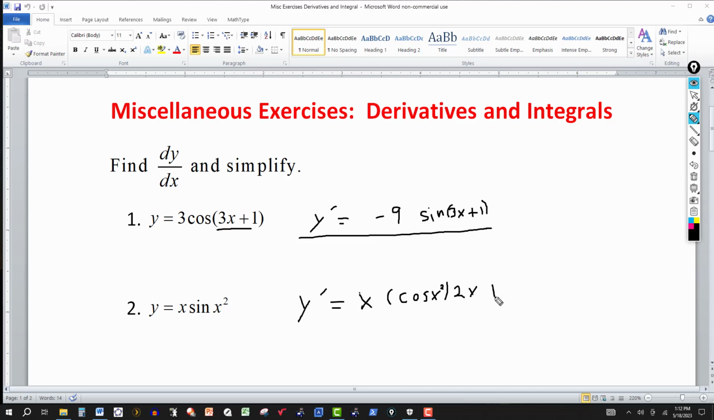And then it's plus the second expression times the derivative of the first. So this will be sine x squared times the derivative of x. That's 1. So that'll just give me sine of x squared. And just simplify the first term a little bit here. 2x times the x here will give me a 2x squared times the cosine of x squared plus sine of x squared. And that's your derivative for the second one.